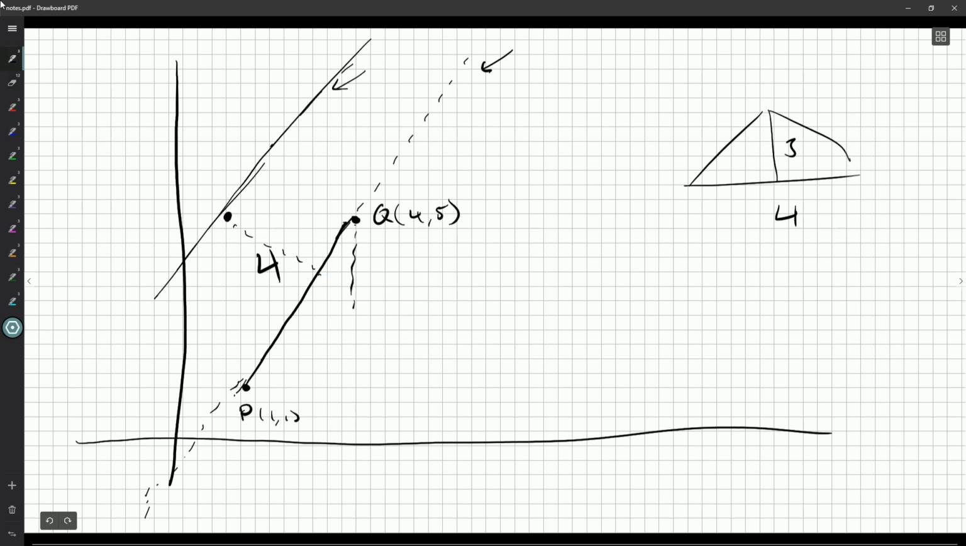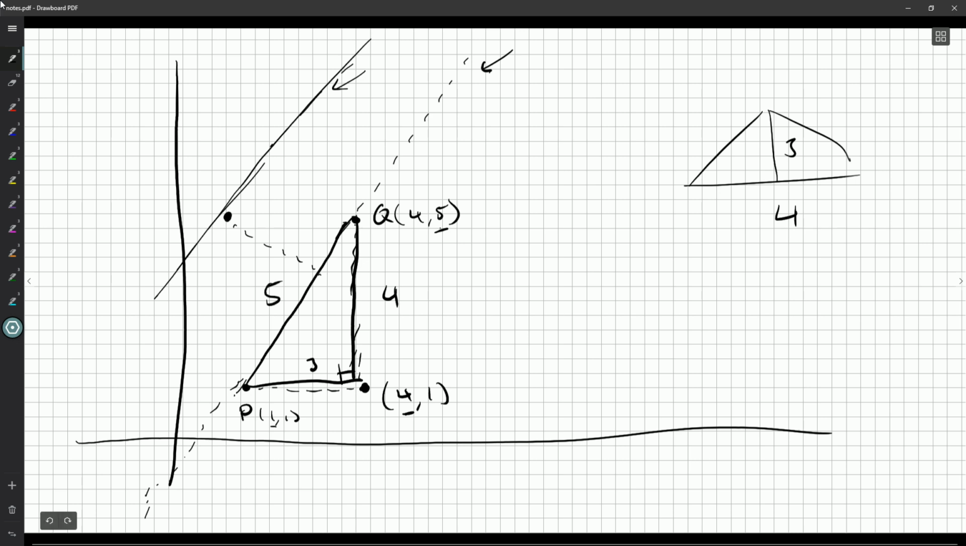So if we drop down to, what do they have in common? (4, 1) is a decent point that they have in common. We get a nice little right-angled triangle. From 5 to 1 is 4, and from 4 to 1 is 3. Oh, it's a 3, 4, 5 triangle. So we can see that PQ is 5.